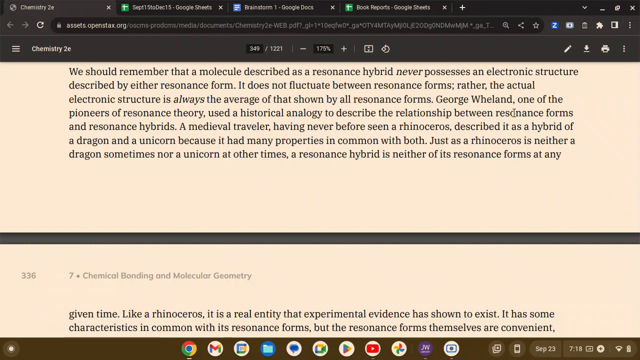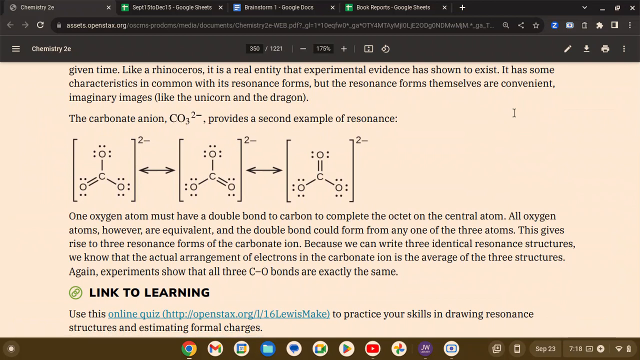George Wheland, one of the pioneers of resonance theory, used a historical analogy to describe the relationship between resonance forms and resonance hybrids. A medieval traveler, having never seen a rhinoceros, described it as a hybrid of a dragon and a unicorn because it had many properties in common with both. Just as a rhinoceros is neither a dragon sometimes nor a unicorn at other times, a resonance hybrid is neither of its resonance forms at any given time. Like a rhinoceros, it is a real entity that experimental evidence has shown to exist. It has some characteristics in common with its resonance forms, but the resonance forms themselves are convenient, imaginary images.